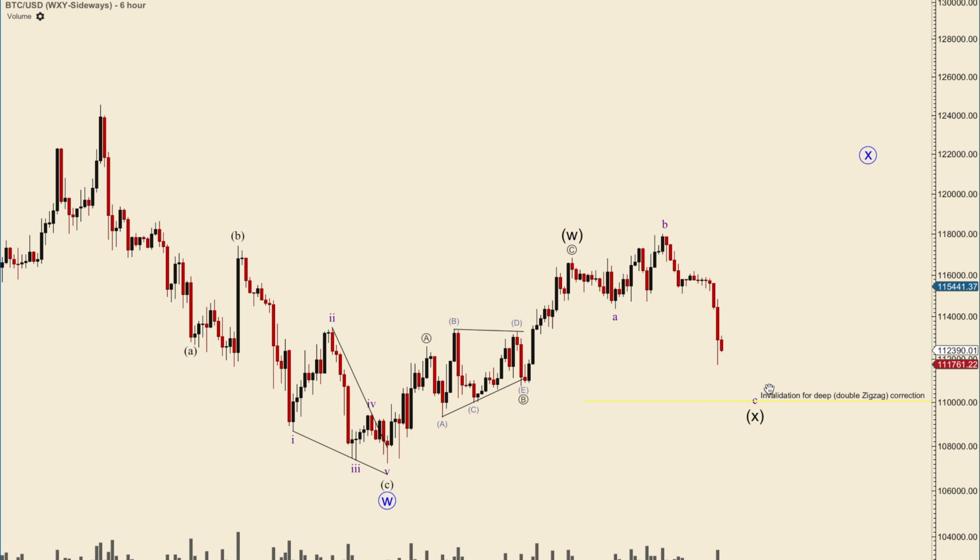And the same goes for this. So here we have the W and an expanded flat down to wave X. And if we hit the 70 fib, taking from this low to this, then we can invalidate a deep, or in this case a shallow, double zigzag, which means that if we hit this, it's less probable that we will move up here, and it's more probable that this will be a sideways correction. So that is something to take into consideration.